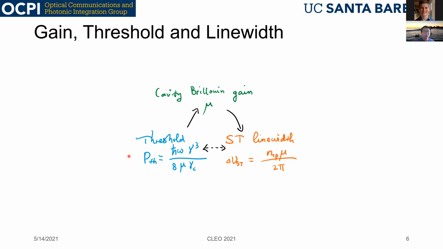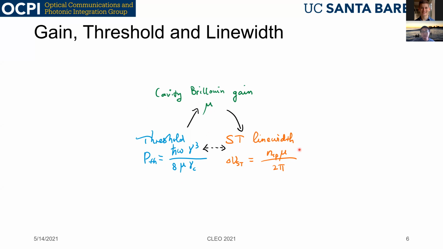Okay, I would actually get a little bit deeper into the property of Brillouin laser emission in terms of gain, threshold and line width. So the threshold equation has two parts that are involved here: the cavity line width and the Brillouin gain. So we can actually measure the cavity line width, and then we can also measure the Brillouin lasing threshold, and then we can back calculate how much the Brillouin cavity gain, mu here, is.